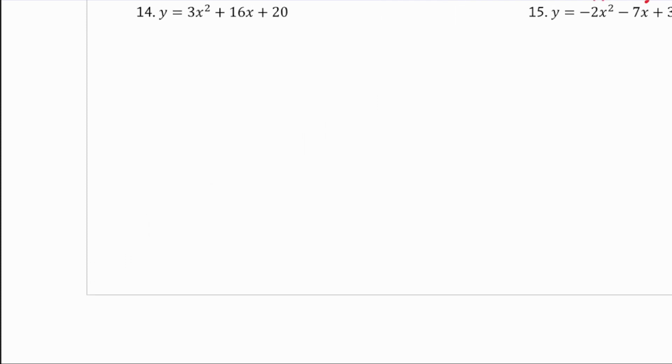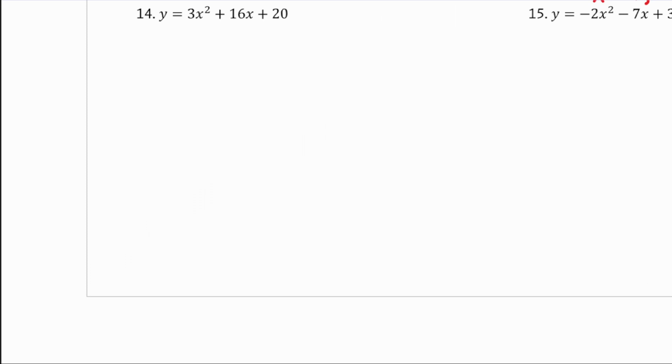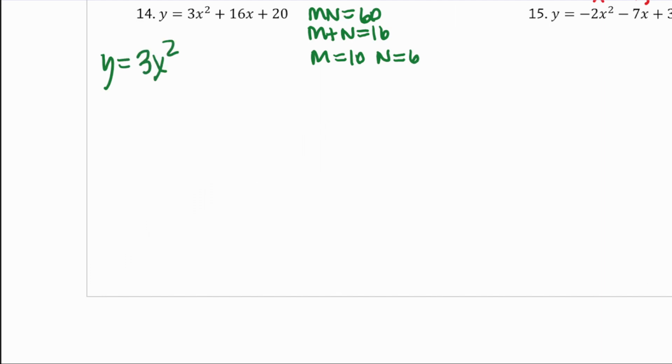This one, we're going to find two numbers that multiply to 60 while adding to 16. That'll be 10 and 6. Okay, so m times n equals 20, m plus n equals 16. I'm thinking, wait, no, not 20. That'd be 20 times 3. Yeah, 10 and 6. But maybe this time I'll put the 6 first. So y is going to be equal to 3x squared. I'll split up the 16x into 6x and 10x. I'll still have minus 20.